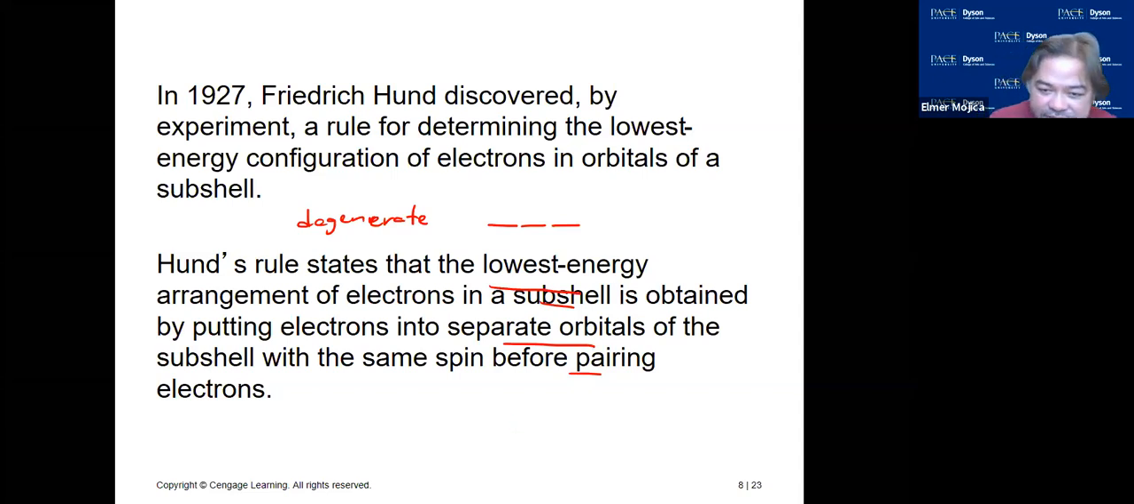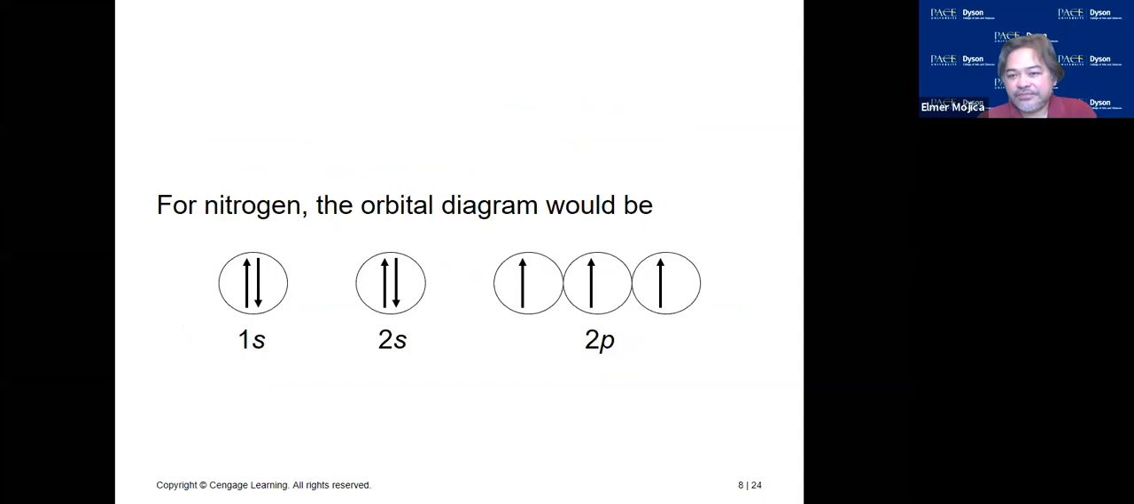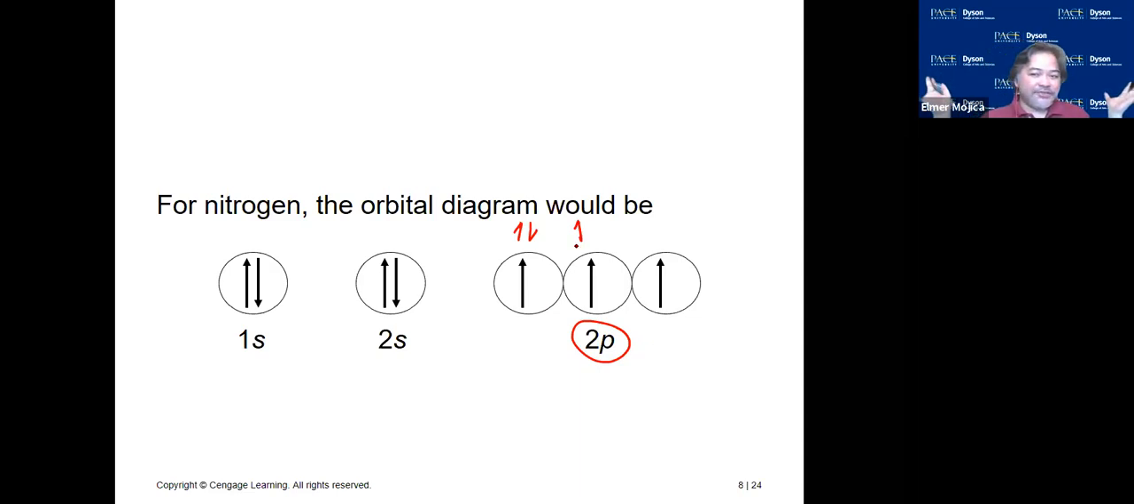For instance, the example that we have here, nitrogen. When we fill up the p orbitals, we distribute them first. The 2p orbitals have how many electrons? 3. You could put them paired, but Hund's rule won't allow that. Hund's rule says you have to distribute the electrons first among the orbitals. So 1 here, 1 here, and then 1 here. That's what Hund's rule says.